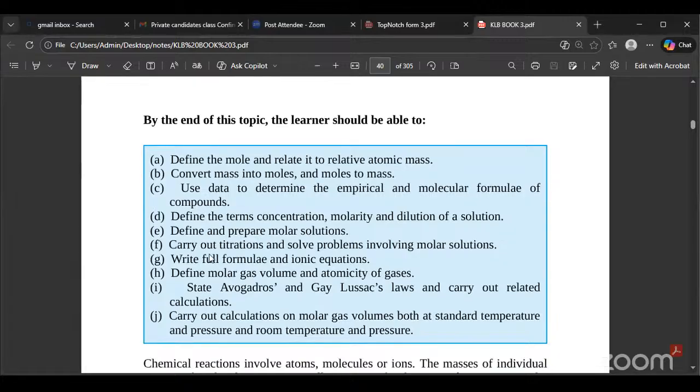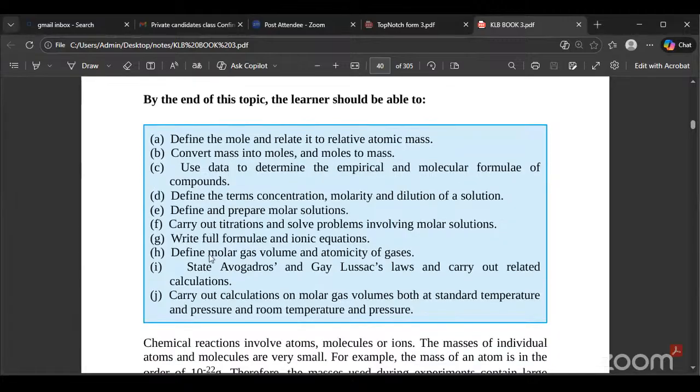So by the end of this topic, we have some of the objectives and some of the goals. We are supposed to define the mole and its relationship to RAM. This one now is the RAM I was talking about. And then we have interconversion of mass to moles and vice versa, which is moles to mass. That one actually is first. A and B are something that we are going to use more often than you may think. We'll use this for the empirical formula and the molecular formula.